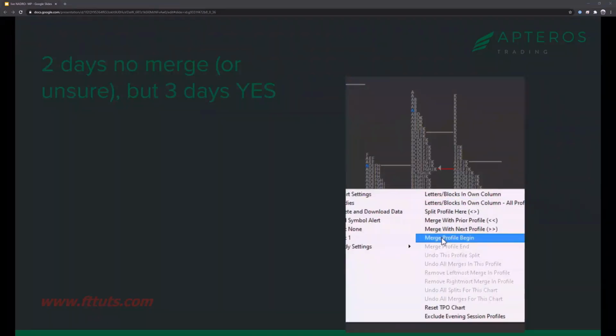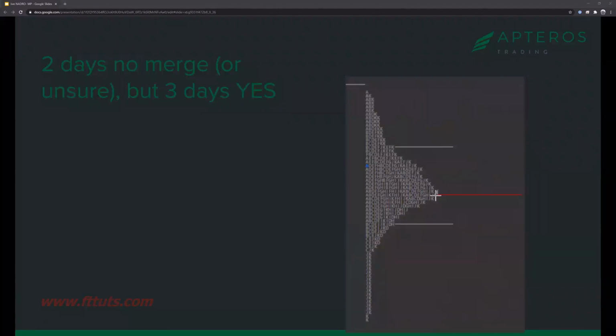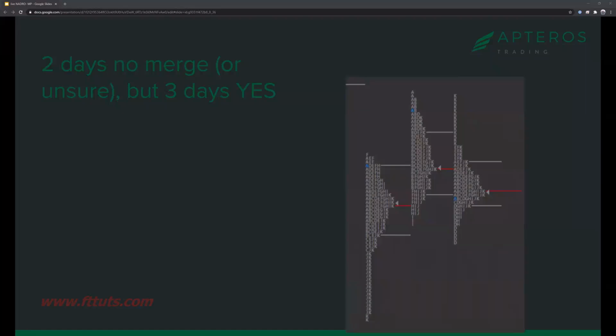We can right click and do a merge profile begin up to the profile that we want to end it with and say merge profile end. Or you could have just clicked merge with next twice. I was just showing you the Sierra Chart compatibility.